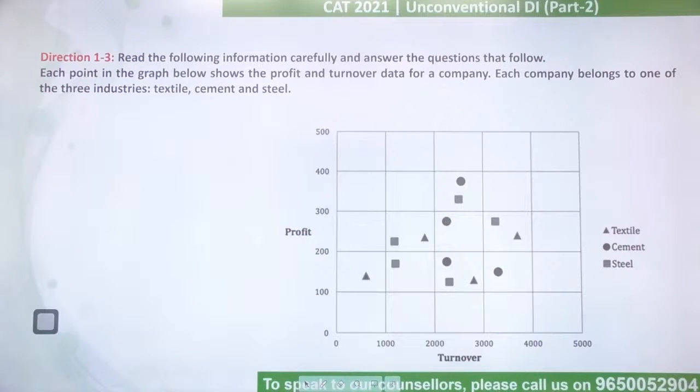So this might be a different kind of set, different from those line graphs, bar graphs, pie charts and tables. Such kinds of sets have appeared in CAT. I have taken 3 sets today. I'll try to cover all 3 in this session itself. So let's start discussing this first one.